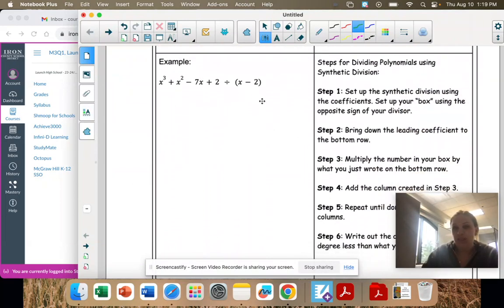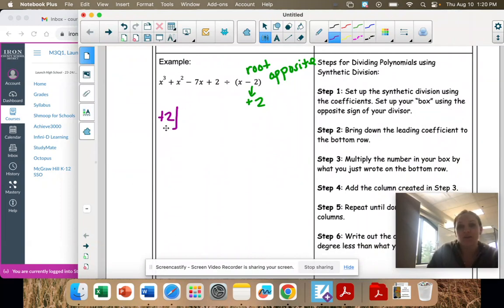So when we look at synthetic, we want to take the root, which is the opposite sign of the constant in the divisor. So we're looking at two things. We're looking at the coefficient and then the constant. The divisor is really important. So we're going to set it up. You put the number 2, I call it over here in your instructions, in your box.